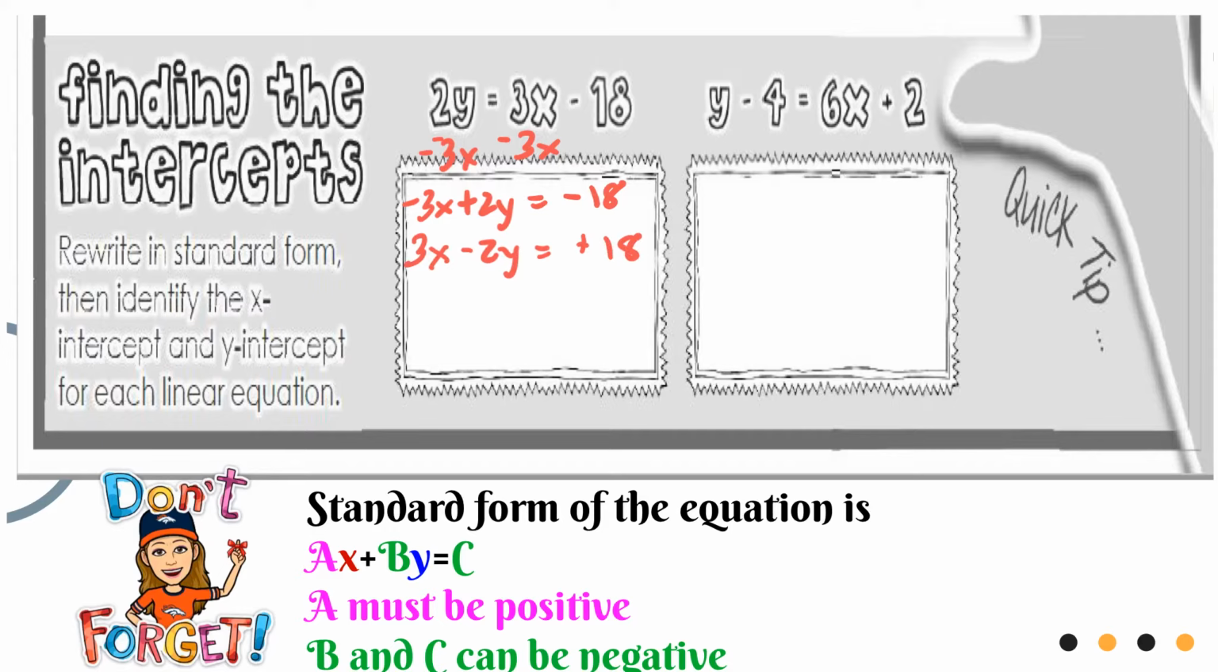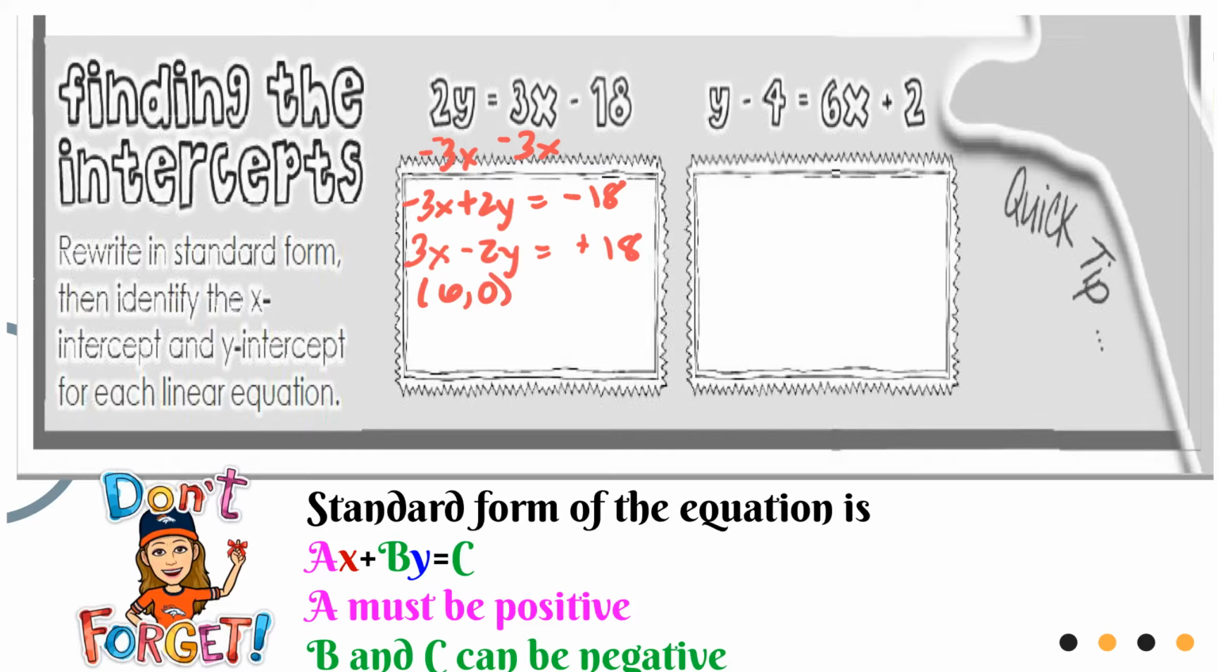Then my x-intercept is when y is 0, so I cover it up with my finger. As a quick tip, you can cover it up with your hand, or in my case, my finger. So 3x is equal to 18. Divide each side by 3, and I get x is equal to 6. So my x-intercept is at (6, 0).